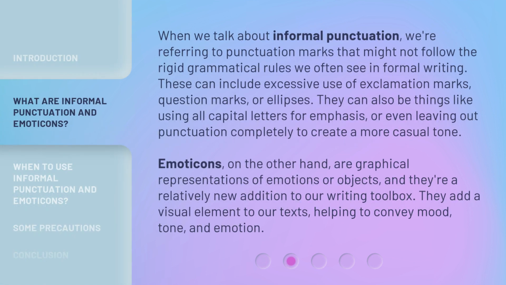When we talk about informal punctuation, we're referring to punctuation marks that might not follow the rigid grammatical rules we often see in formal writing. These can include excessive use of exclamation marks, question marks, or ellipses. They can also be things like using all capital letters for emphasis, or even leaving out punctuation completely to create a more casual tone. Emoticons, on the other hand, are graphical representations of emotions or objects, and they're a relatively new addition to our writing toolbox. They add a visual element to our texts, helping to convey mood, tone, and emotion.